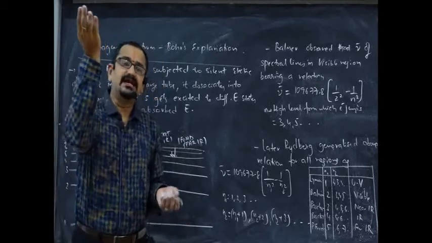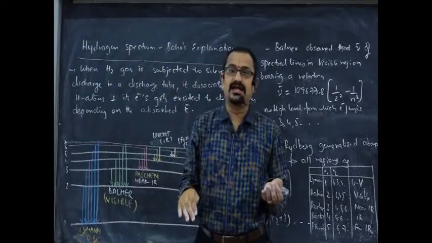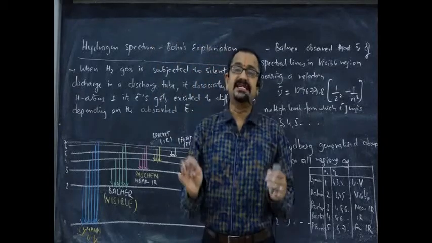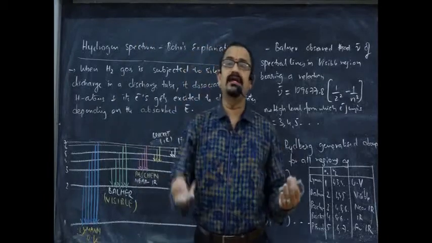And as they are unstable in the excited state, they will come back to their ground state. This coming back is called de-excitation. What is that called? De-excitation. This de-excitation may take place either in a single step or in multiple steps.